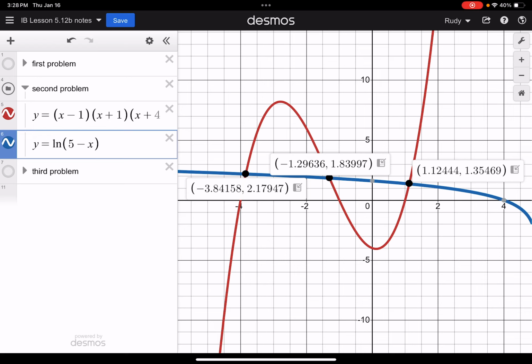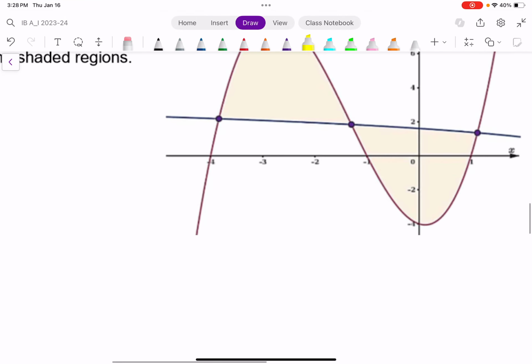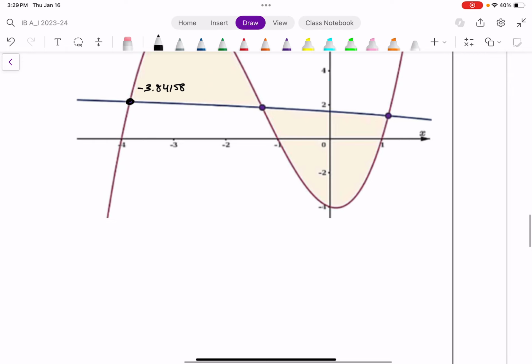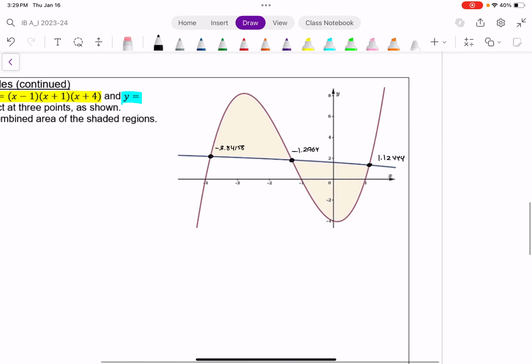I'm going to copy these down to a fair amount of detail because I don't want to round to 3 significant figures yet and then use those values. So basically just copying what I had on there. That point there was at approximately negative 3.84158. This point here was at approximately negative 1.2964. And this point here is at approximately positive 1.12444.